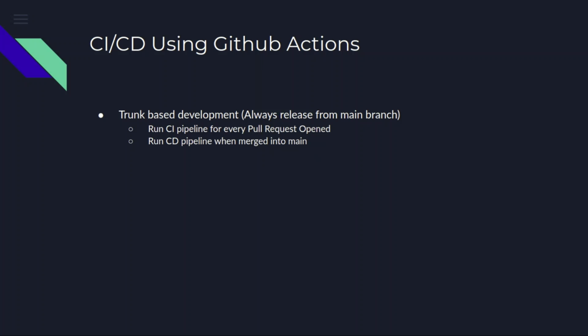Talking about release strategy, the most popular strategy and the safest approach is trunk-based development, where you run your CI pipelines on every pull request opened to the main branch, and then you run CD when it's merged into main, and you always release your software from the main branch.